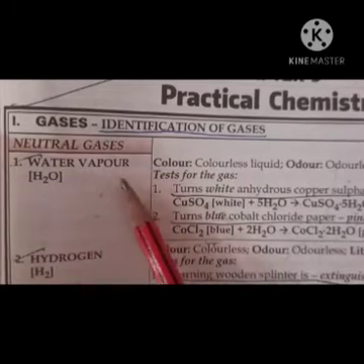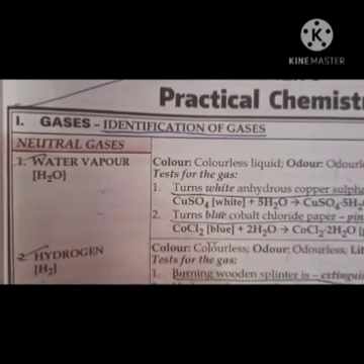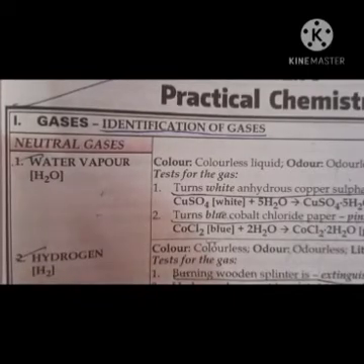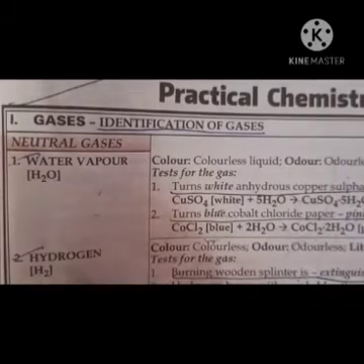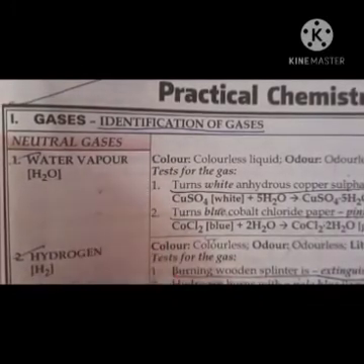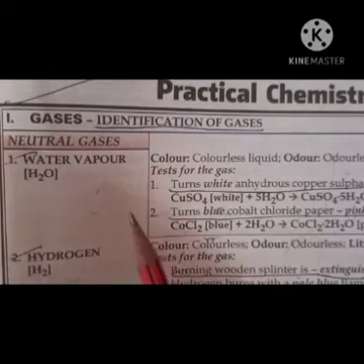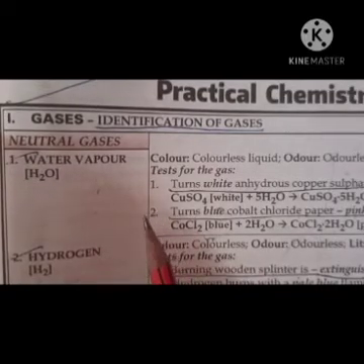Out of these, three are neutral gases, that is your water vapor, hydrogen and oxygen, right? Then one is your basic gas, that is your ammonia, and the rest are acidic gases. Now first, neutral gases, that is your water vapor, hydrogen and oxygen. Why are they called neutral gases? Because they are neutral to litmus, means neither they are acidic nor they are basic.